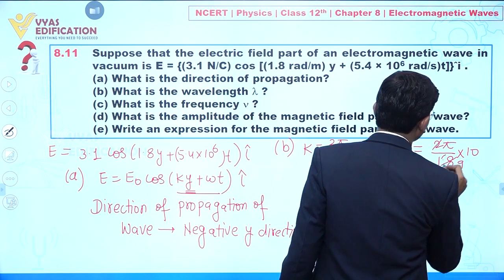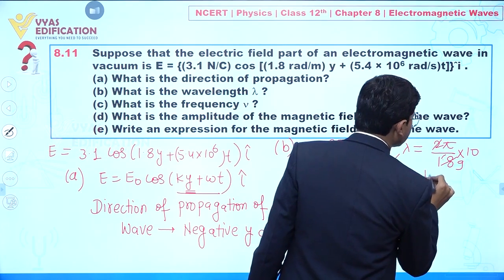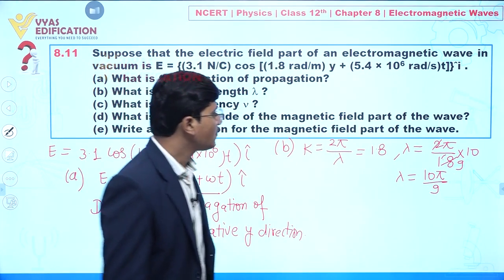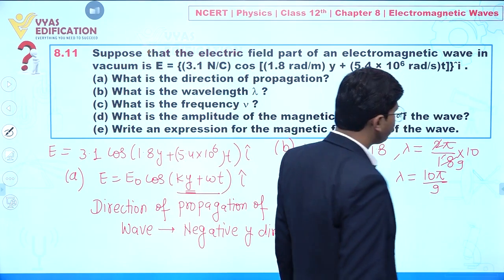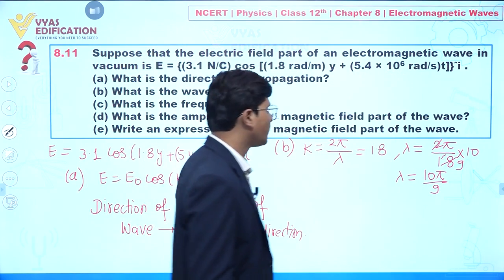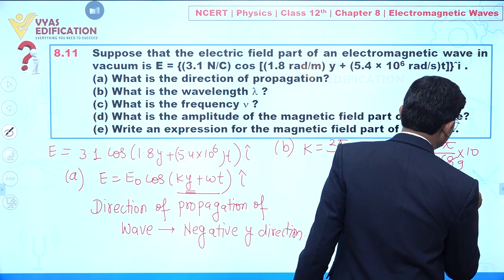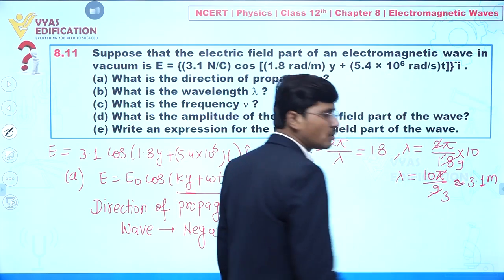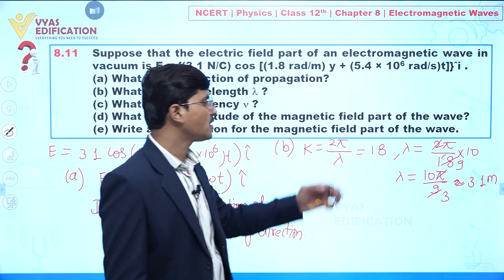So lambda is given to you as 10 pi by 9. If you take the value of pi as 3.14, it is near about 3. So approximately this is 3, and this value is near about 3.1 meter. Because this is 3.33, but I am writing 3.1 meter.